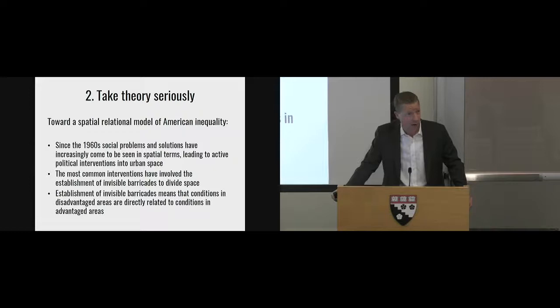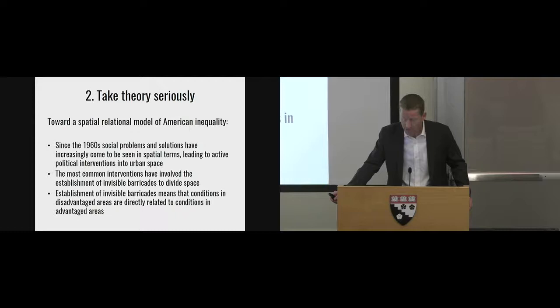Why is space becoming the most important dimension of American inequality? This has pushed me to think about the theory, and it's pushing me toward what I'm calling the spatial relational model of American inequality. A few of the core components of this theory, which I'll state very briefly. Since the 1960s, social problems and their solutions, problems like social unrest, joblessness, concentrated poverty, violent crime, pollution, have increasingly come to be seen in spatial terms, okay?